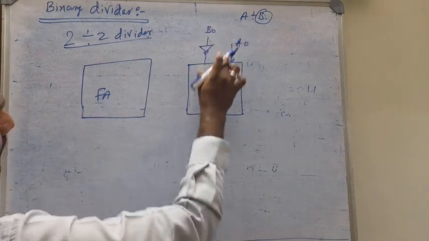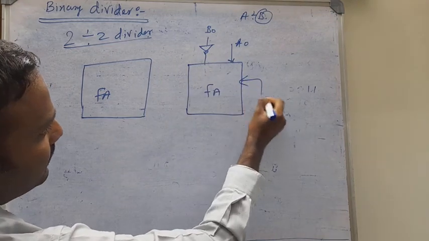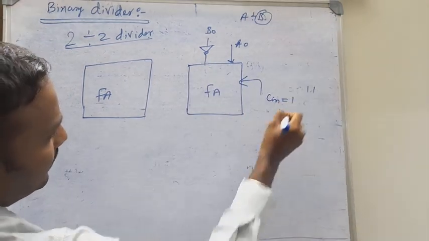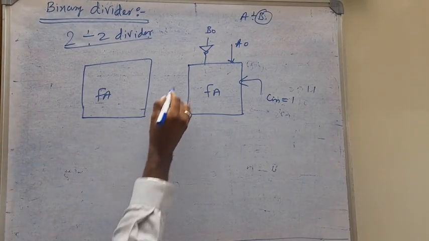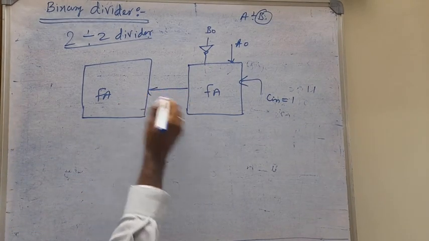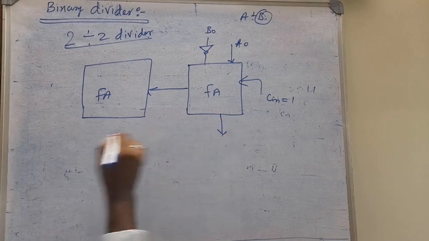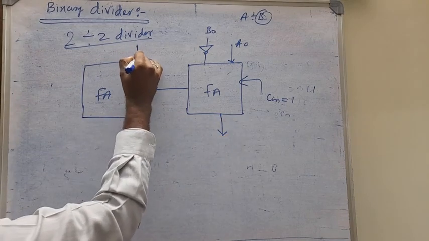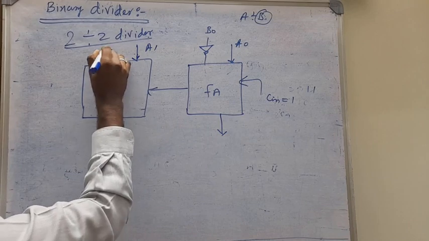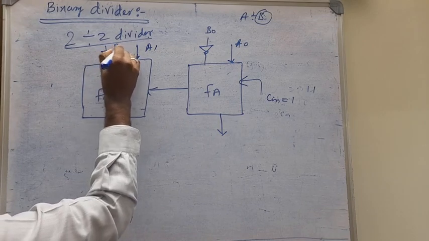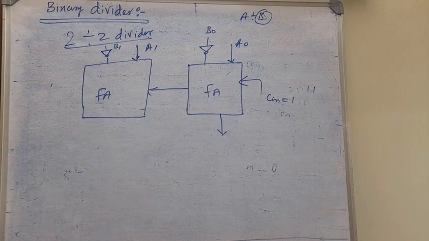So a naught b1 first. Okay, so c in must be 1, because 2's complement we have already discussed, right? And the carry output and the sum output are there. Now the second input is a1, and again this one is complemented, so b1, right? So here also you are going to get one sum output and carry output. Okay, so here we have to update.